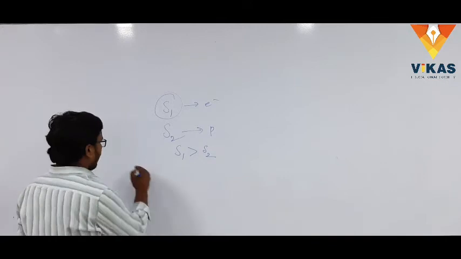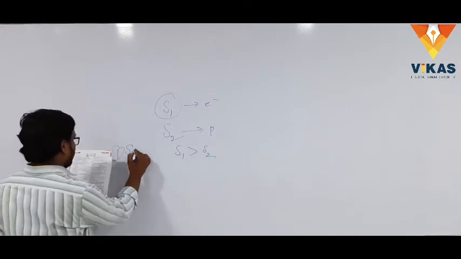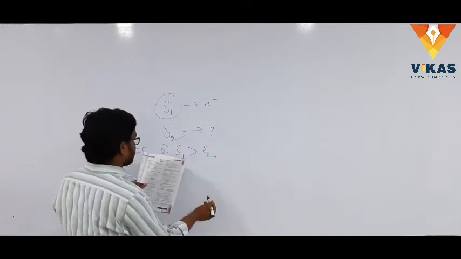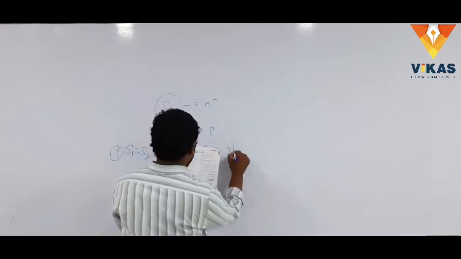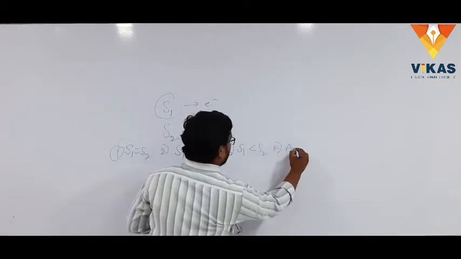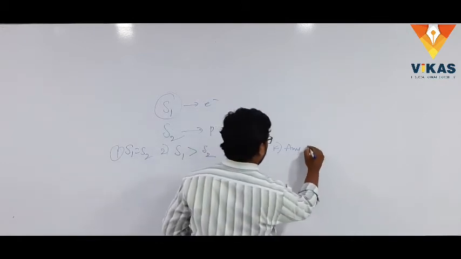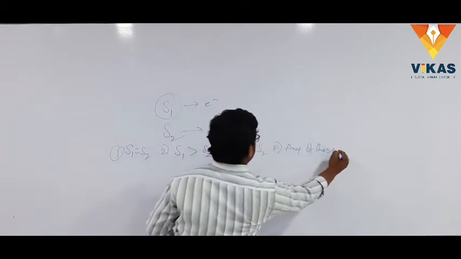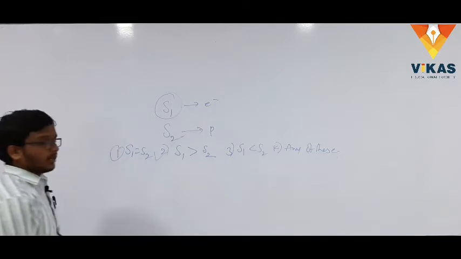So the options given are S1 equal to S2. The second one is S1 is greater than S2. Third one, S1 less than S2, and fourth one, any of these. The correct option is S1 is greater than S2.